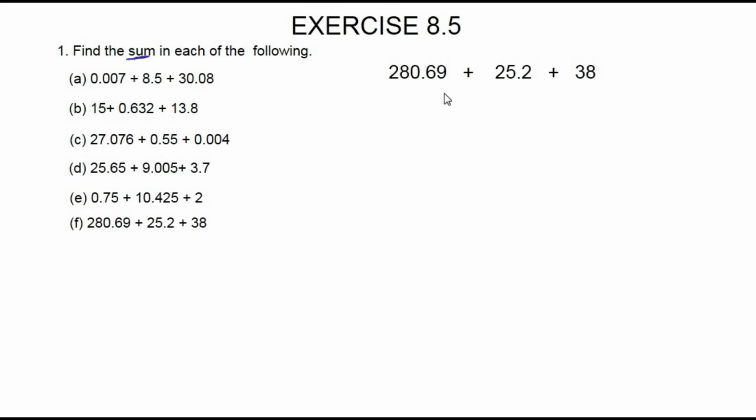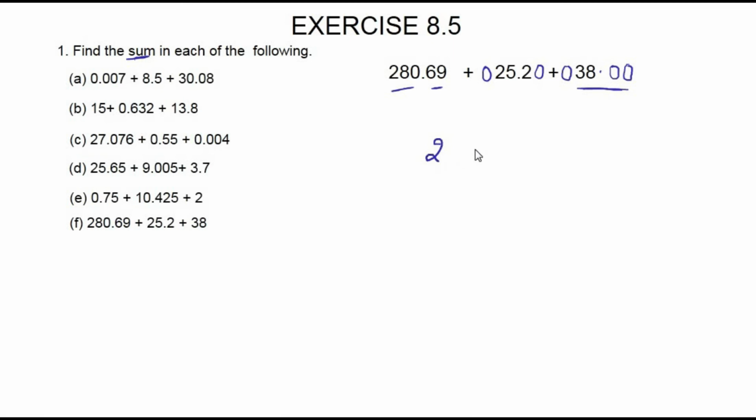Here is our last question. 280.69 plus 25.2 plus 38. Here 38 is the whole number. To convert this whole number into a decimal number, we need to add a decimal point here and a 0 after the decimal point. Now here you can see that the maximum number of digits present before the decimal point is 3. So we need to add a 0 here and a 0 here. The maximum number of digits after the decimal point is 2. So we need to add a 0 here, a 0 here.